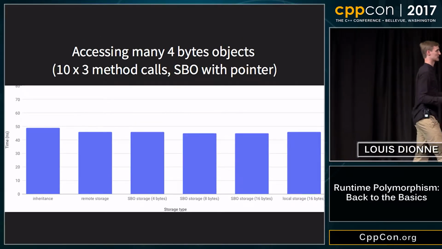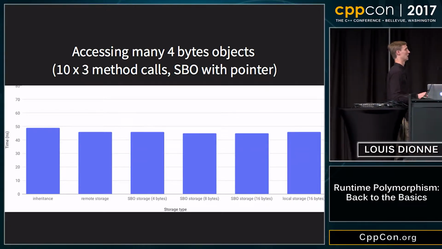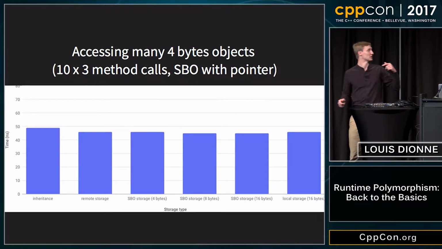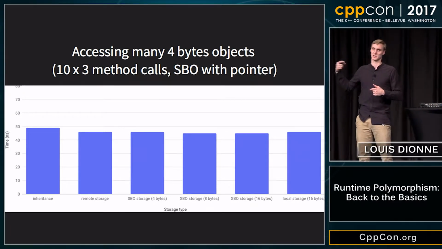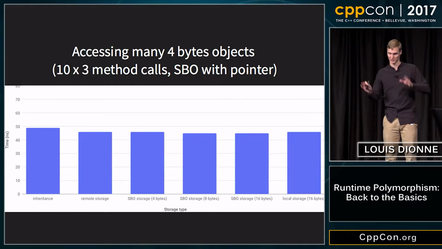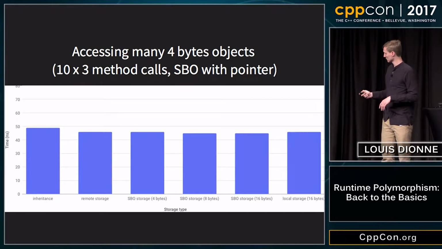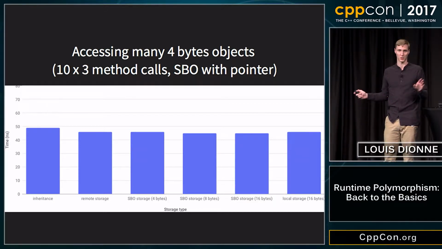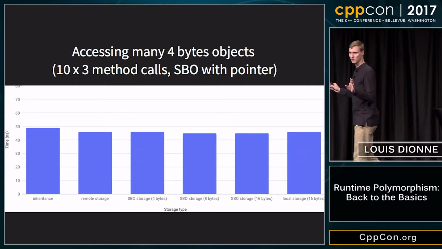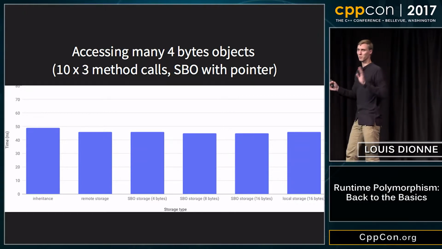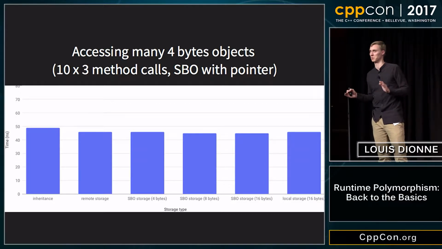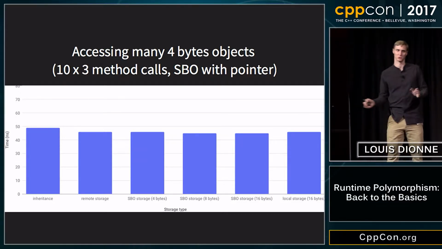Okay, now I'm accessing many 4-byte objects. I have like 10 times 3 virtual method calls, and then Google Benchmark iterates this until the variance of the measurements looks satisfactory. Basically, I'm not drawing any conclusions except that they're all in the same ballpark. The speed of dispatching may or may not be an issue. In your application, you should just measure that.